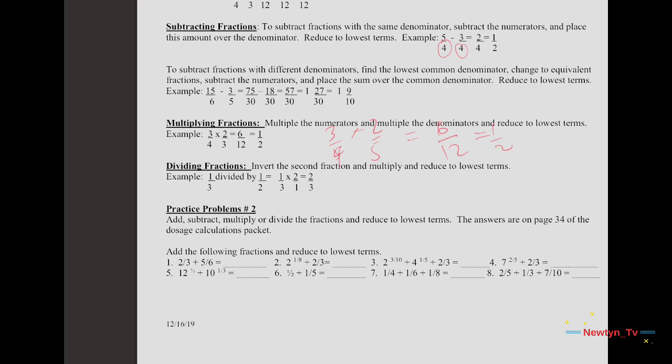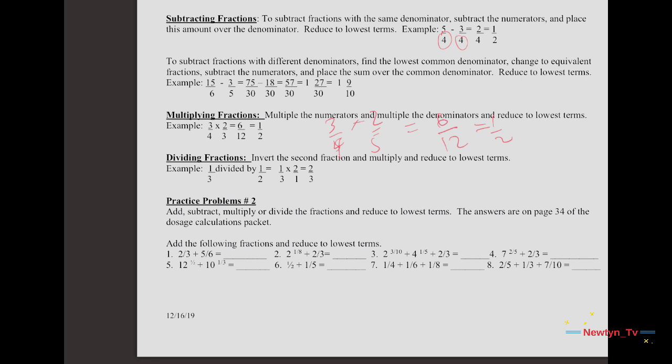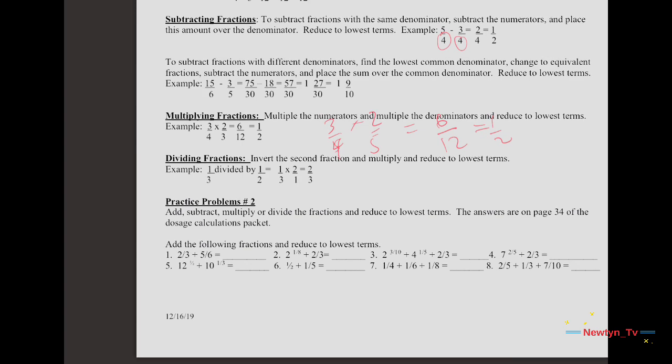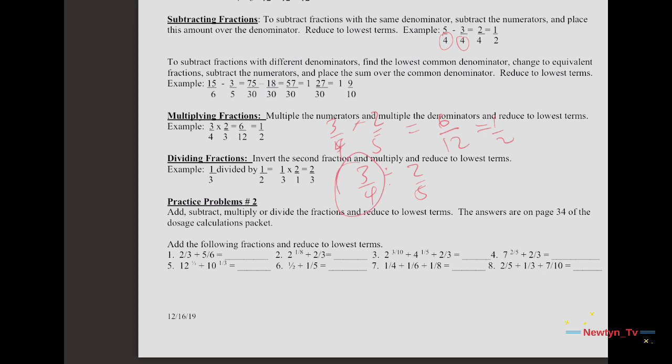Very simple. Now, dividing fractions is very simple as well, right? As I said, whenever you have, let's say, 3 on 4 divided by 2 on 5, you just maintain the first fraction, which is 3 on 4. Then you change the sign to multiplication.